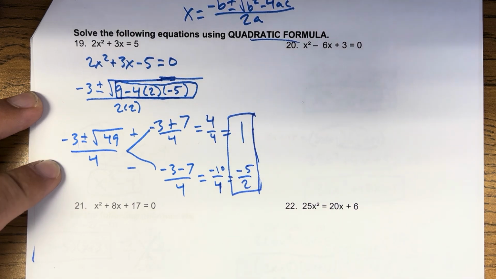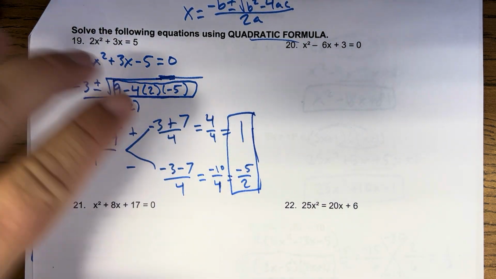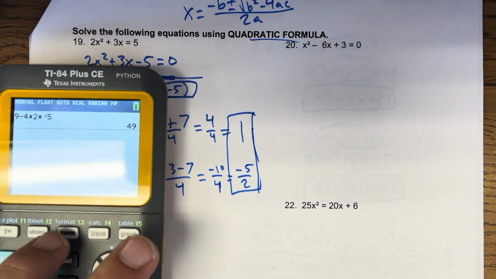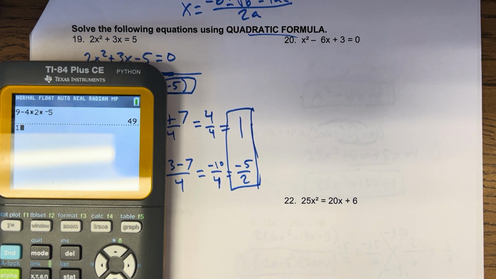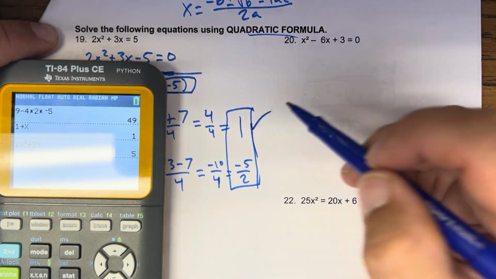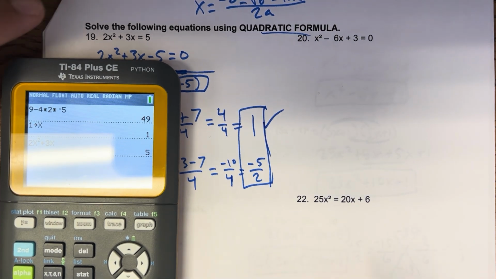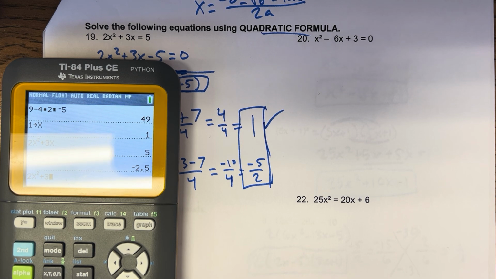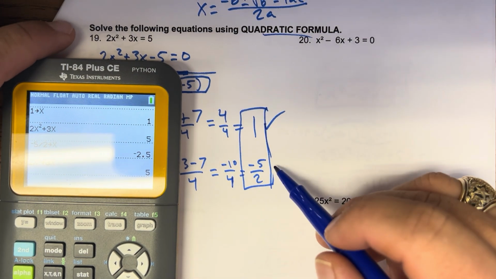And again, you could check these in the calculator by plugging them in and seeing if they work. So for instance, I would plug in 1, stored in for x, and I would do 2x squared plus 3x, and I would see, does it equal 5? Yes, it does. And then I would do the same thing with negative 5 halves. Negative 5 divided by 2, store that in for x. And I would do the same thing, 2x squared plus 3x. And does it equal 5? Yes, it does.